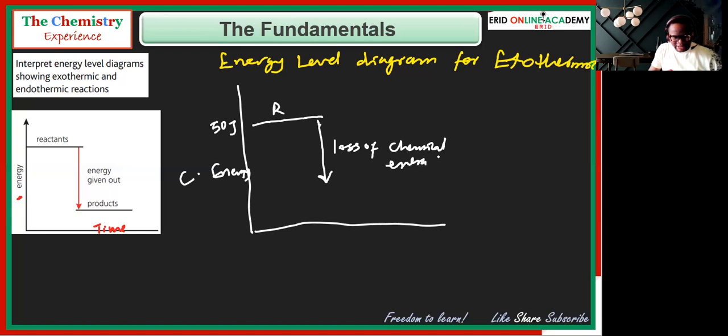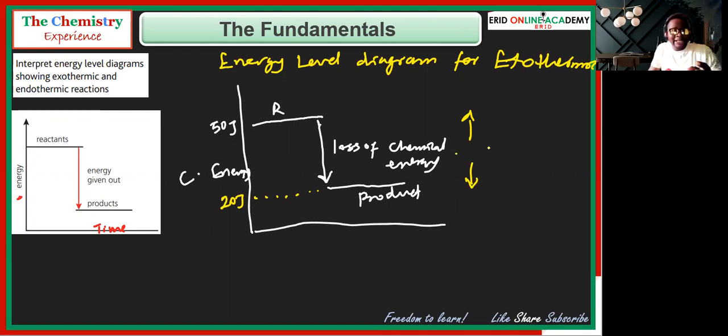Okay, then now my product, this is where my product is. So the chemical energy remaining in my product is now, let's say, 20 joule. So the question is, this gap that I have here, this chemical energy is lost, but in what form? It is lost in form of what? Heat energy.